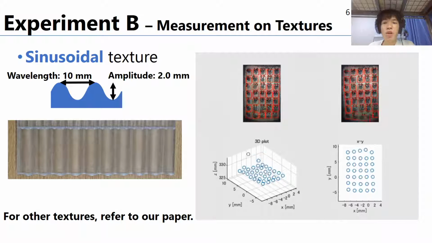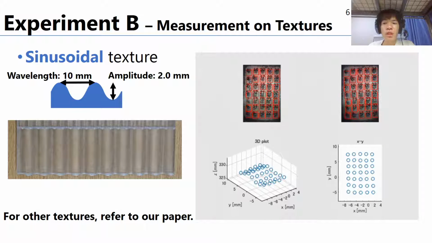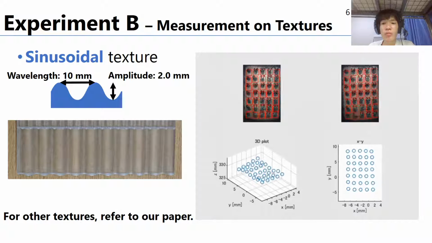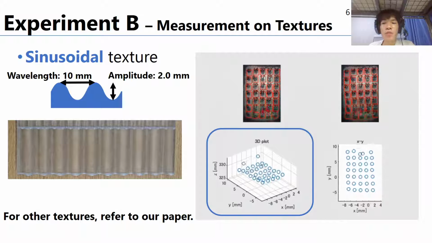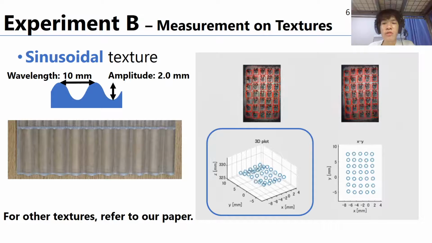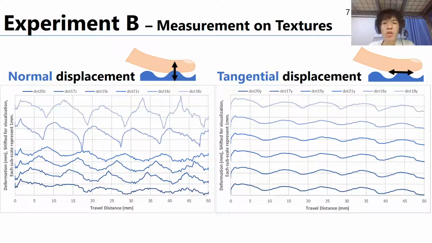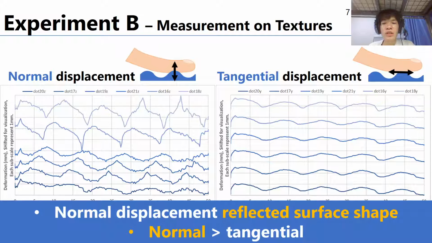Next, as a more practical experiment, we measured the skin displacement on various textures. Here is the result for a sinusoidal texture. As you can see in the video, the points were moving like a wave. This is a plot of normal and tangential displacements of some points. You can see the waveform of the texture was reflected in the displacement. The displacement was larger in the normal direction than in the tangential direction.